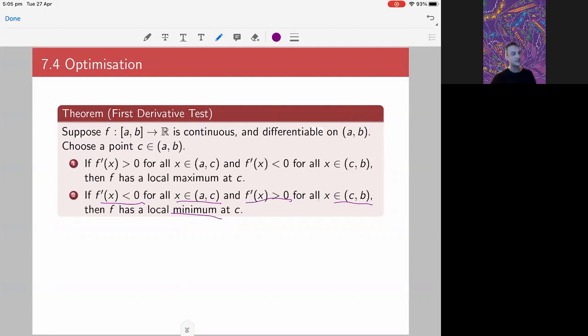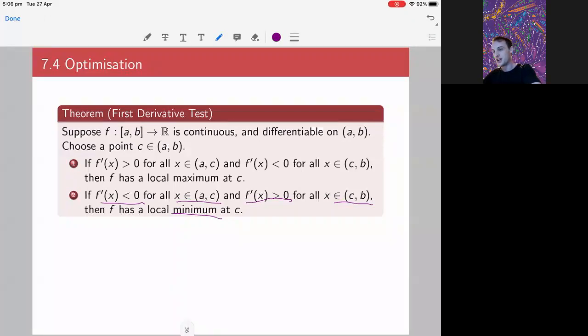Now, there is a brief proof of this result that we're going to go through, and it relies on a piece of information we actually already dealt with. Namely, we know that if a derivative is positive on an interval, then the function has to be increasing on that interval. On the other hand, if the derivative is negative, the function has to be decreasing on that same interval. So this is the main technical tool we'll use to do this proof.